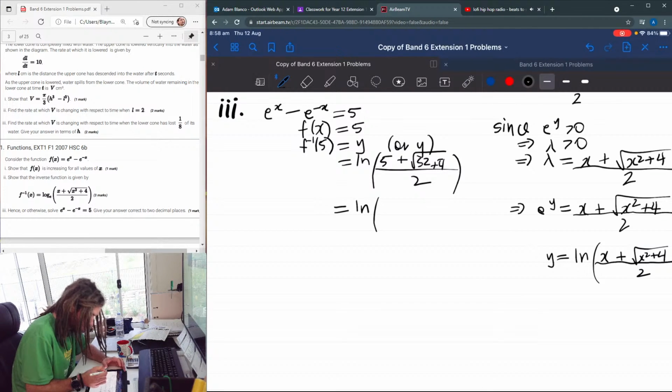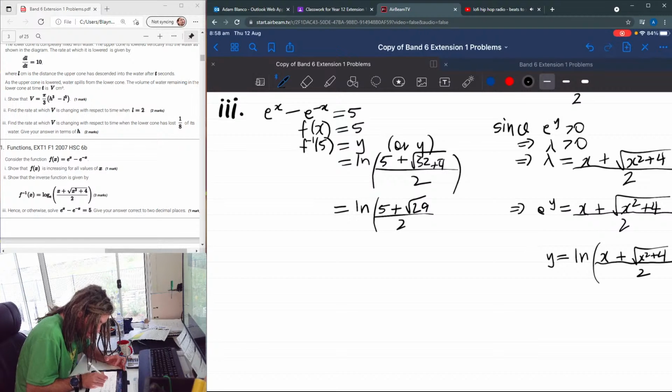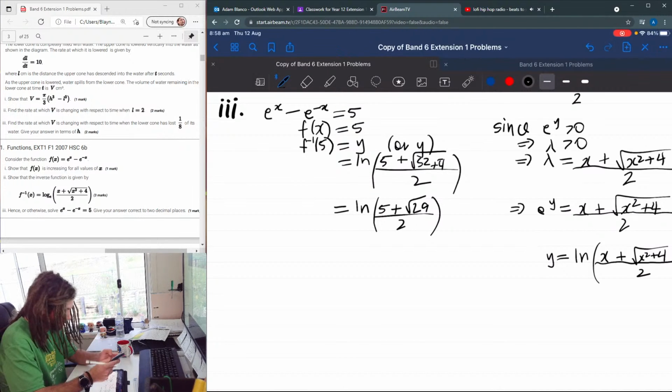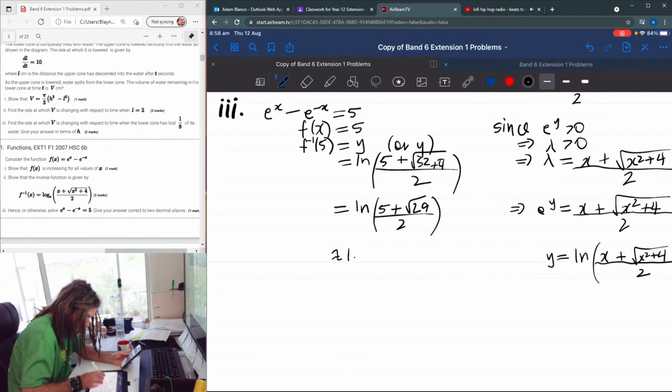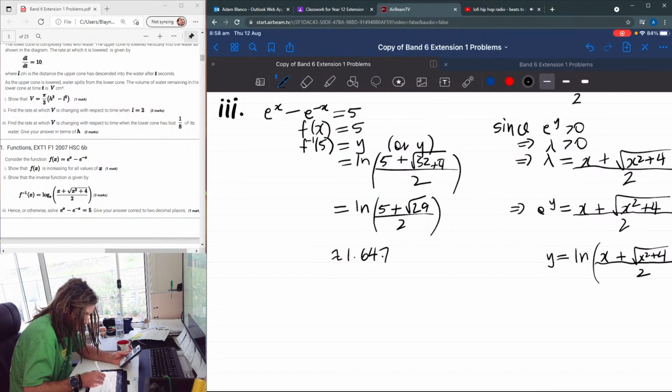What have I got? Then, does it want it exact? Give your answer in 2 decimal places. Oh, that sucks. What's that? 5 plus, what's 25 plus 4? 29. Root 29 on 2. Whatever that is in the calculator. Then 5 plus root 29 on 2. 1.647. Oh, 2 decimal places. Yeah, I don't know.